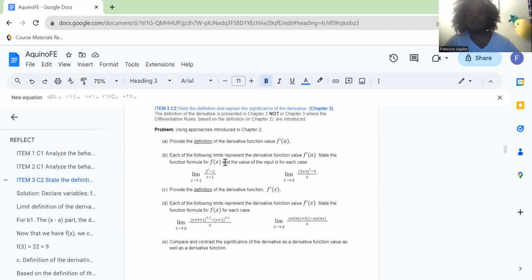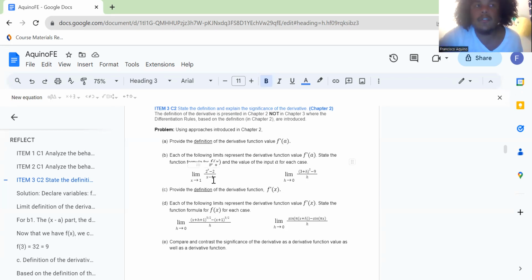And then for b, it says that each of the following limits represent the derivative function value f prime of a. Then you want the function formula for f prime of x and the value of the input a for each case. For b1, this limit is of the form f of x minus f of a over x minus a.